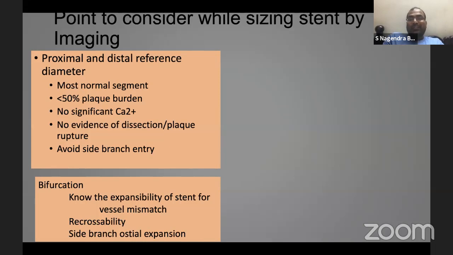So no, you should know the expansibility of the individual stent. You should know the cell opening of the individual stent. You should know the recrossability, how difficult or how easy it is to recross a particular stent. For example, the Cypher stent, which was the original DES, has a closed cell design.